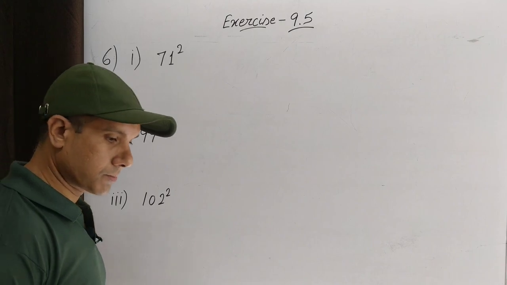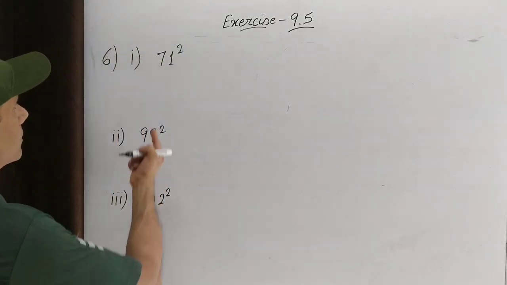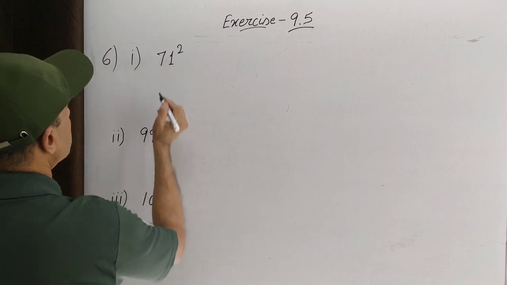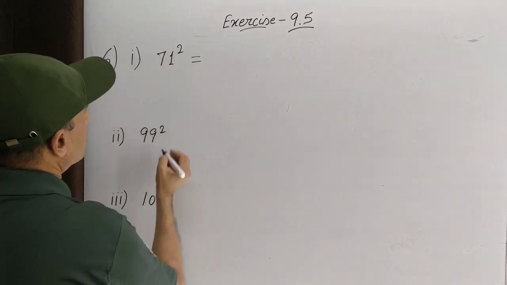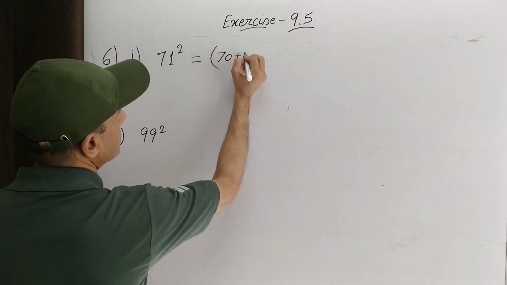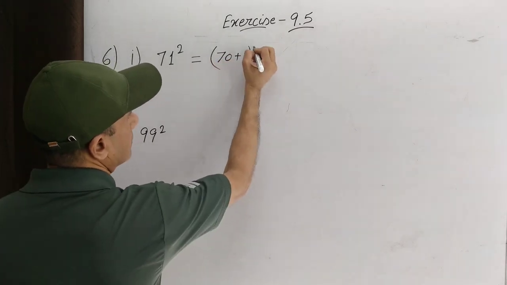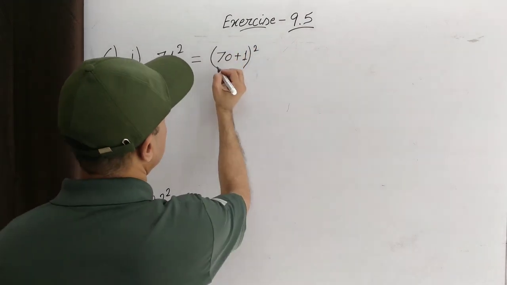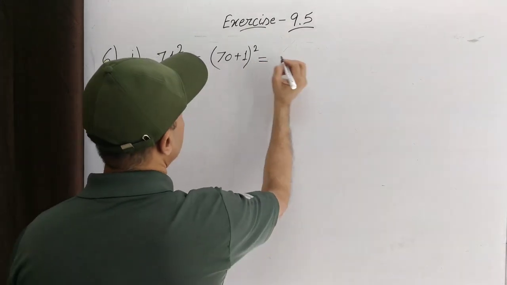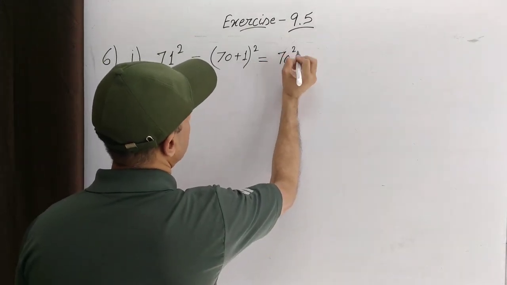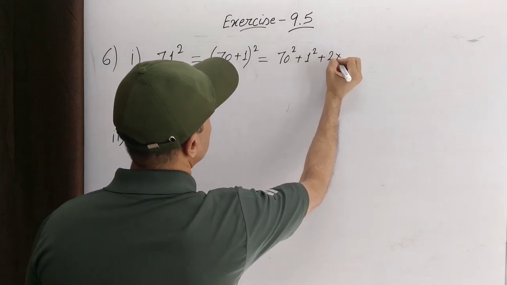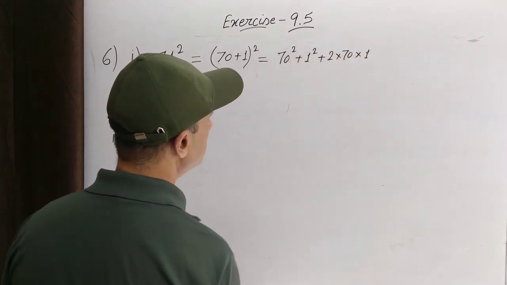Question number 6. Using identities, evaluate. So, try to find the value of 71 square. So, 71 can be written as 70 plus 1 square. And this is a plus b whole square. So, we apply the identity, we get the value as 70 square plus 1 square plus 2 into 70 into 1.